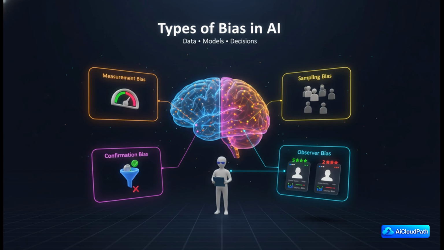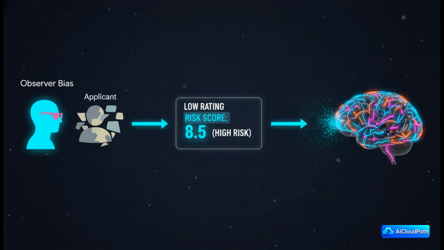Now, observer bias. This one is sneakier. It's when our own unconscious feelings, stuff we might not even be aware of, influence how we write things down. A classic example is a loan officer. They might be looking at two very similar applications, but because of some unconscious bias, they just give a lower rating to one applicant. They might not even realize they're doing it, but their feeling is now part of the data. And this is where it gets really dangerous.